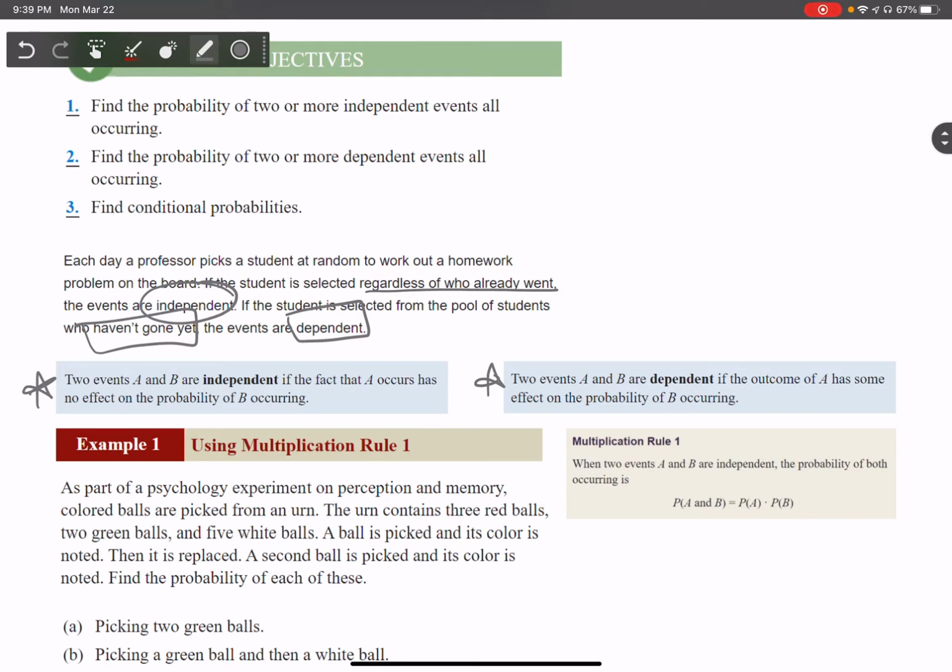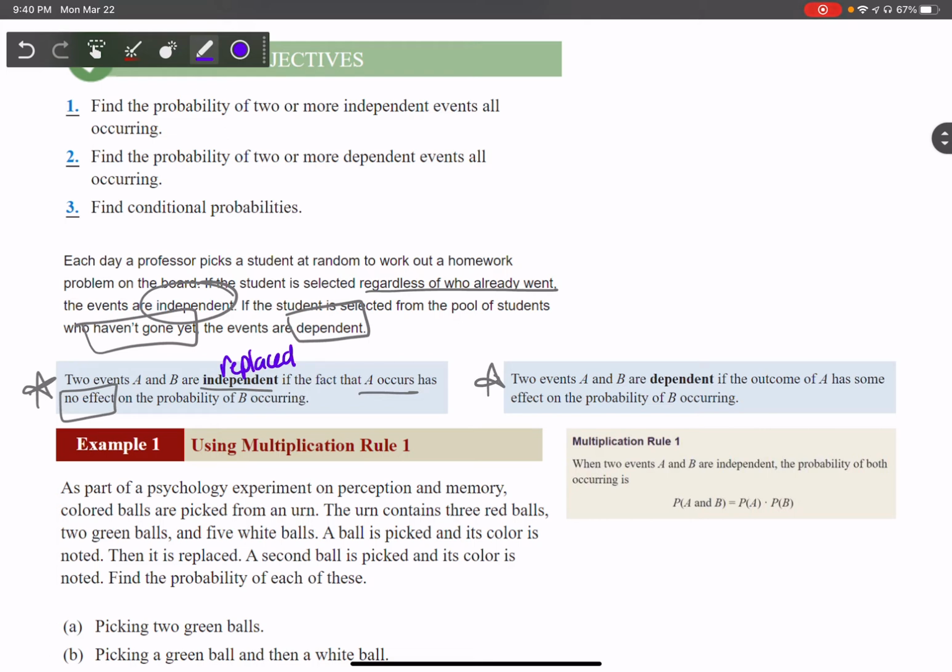Two events A and B are independent if the fact that A occurs has no effect on the probability of B occurring, meaning it does not matter. A couple more examples of independent events would be rolling a die and getting a 6, and then rolling a die and getting a 3. Another example would be drawing a card from a deck and getting a queen, putting it back, replacing it, and drawing a second card and getting a queen. So a key word for an independent event would be when something is being replaced. Okay? Those are independent events.